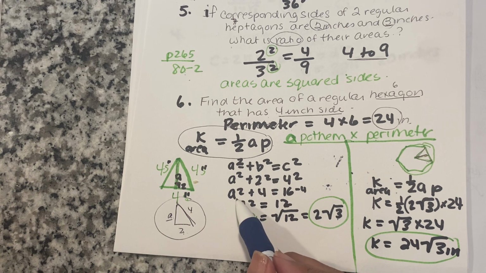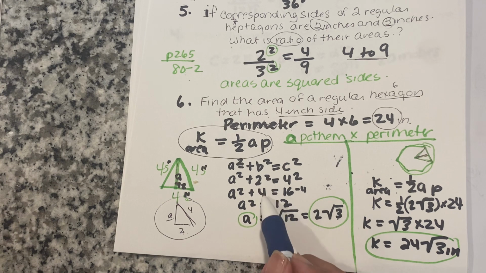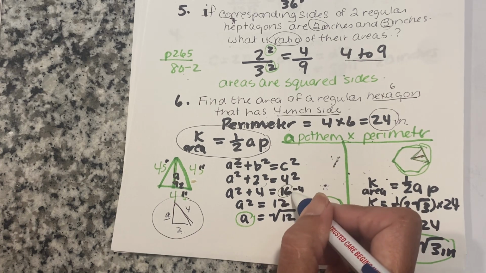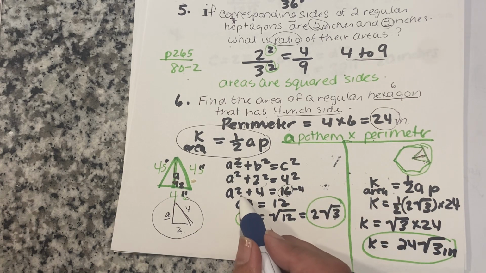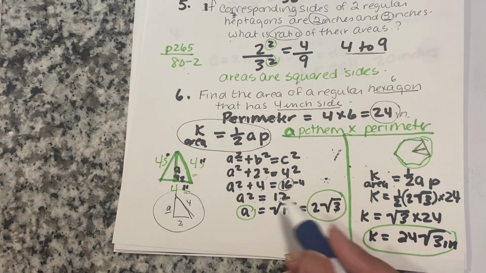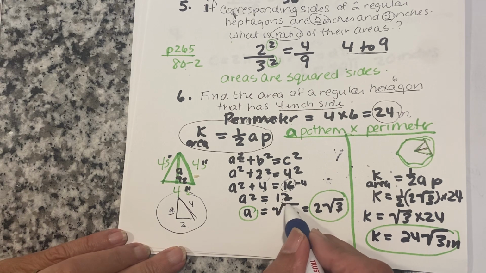So now we have a squared, and 2 squared is going to be 4. So we have a squared plus 4. 2 times 2 is 4. And then 4 times 4 is 16. So we have 16. Now we want to find a squared. Well, we can get rid of this 4 on this side. Subtracting, 16 minus 4, you get 12. So now we have a squared equals 12. Okay, a squared equals 12. So now we know a is going to equal the square root of 12.